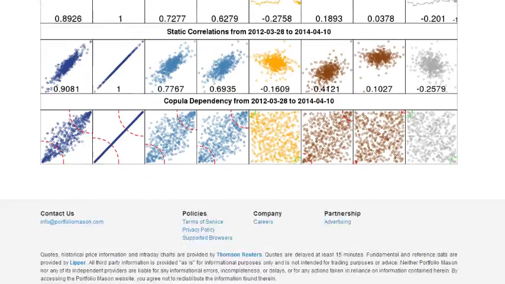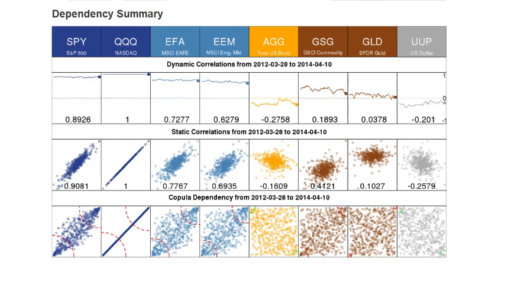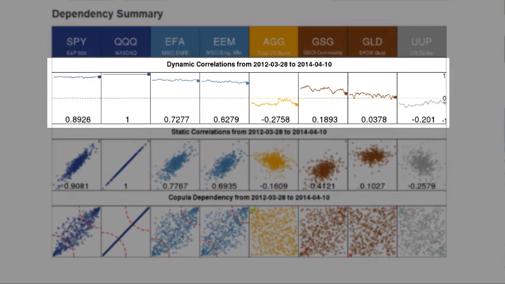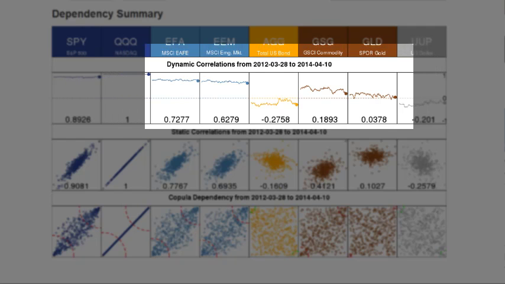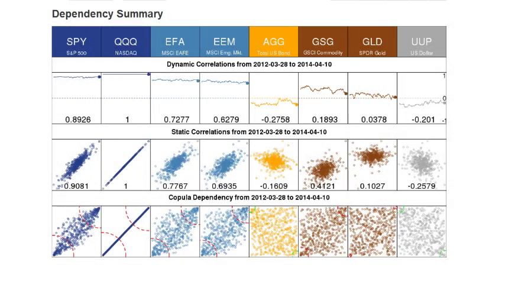The chart below is a quick snapshot of correlations with various asset classes. The top row shows recent changes in the dynamic correlation matrix and reports the most recent value. In this example, we observe a generally falling correlation between QQQ and GSG, a commodity index.